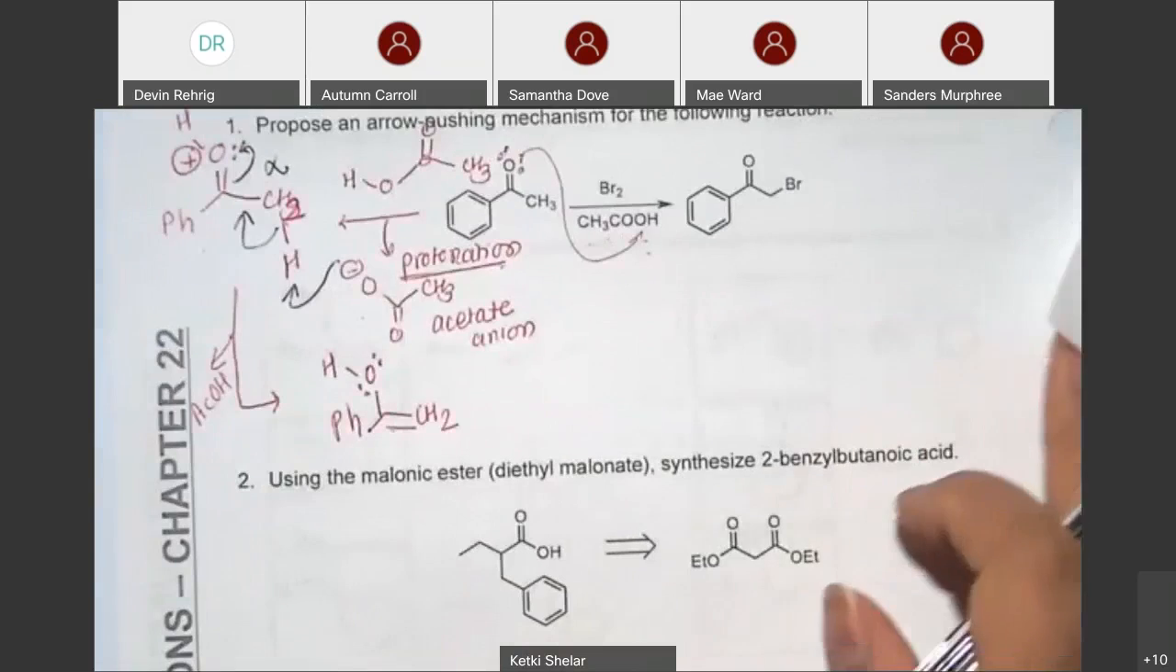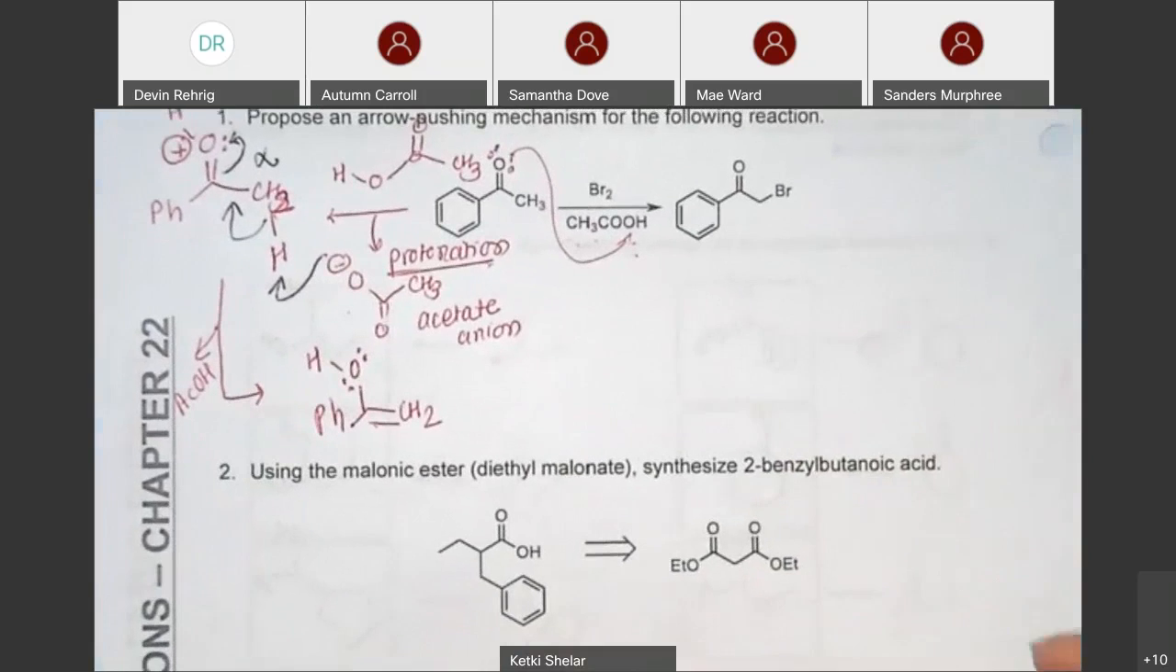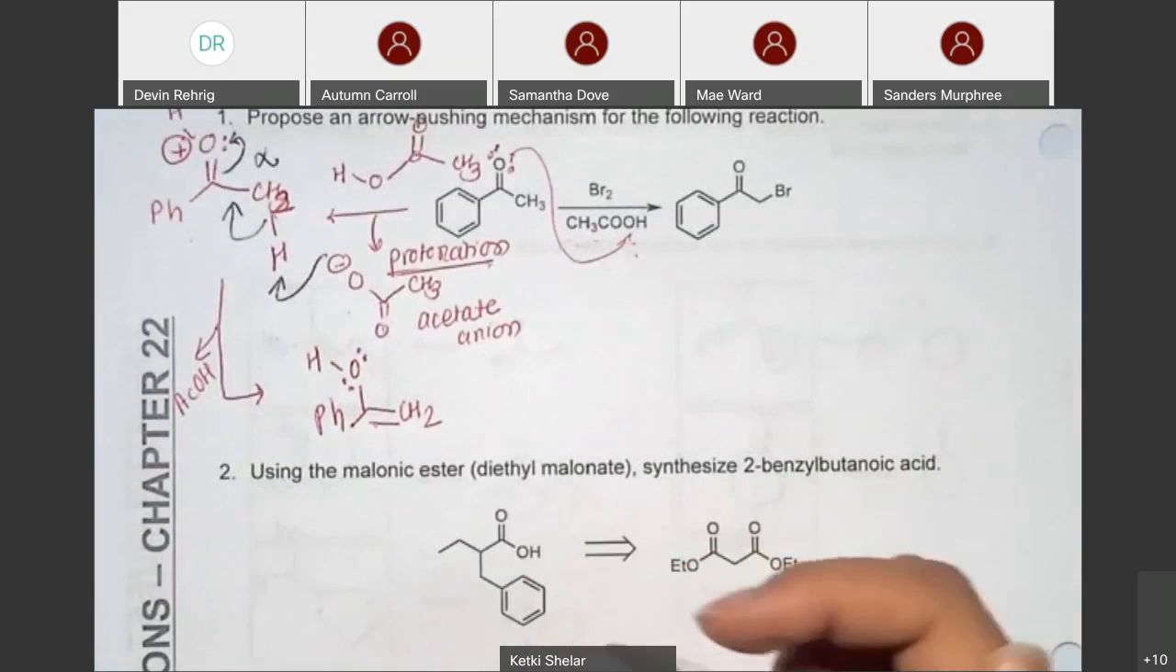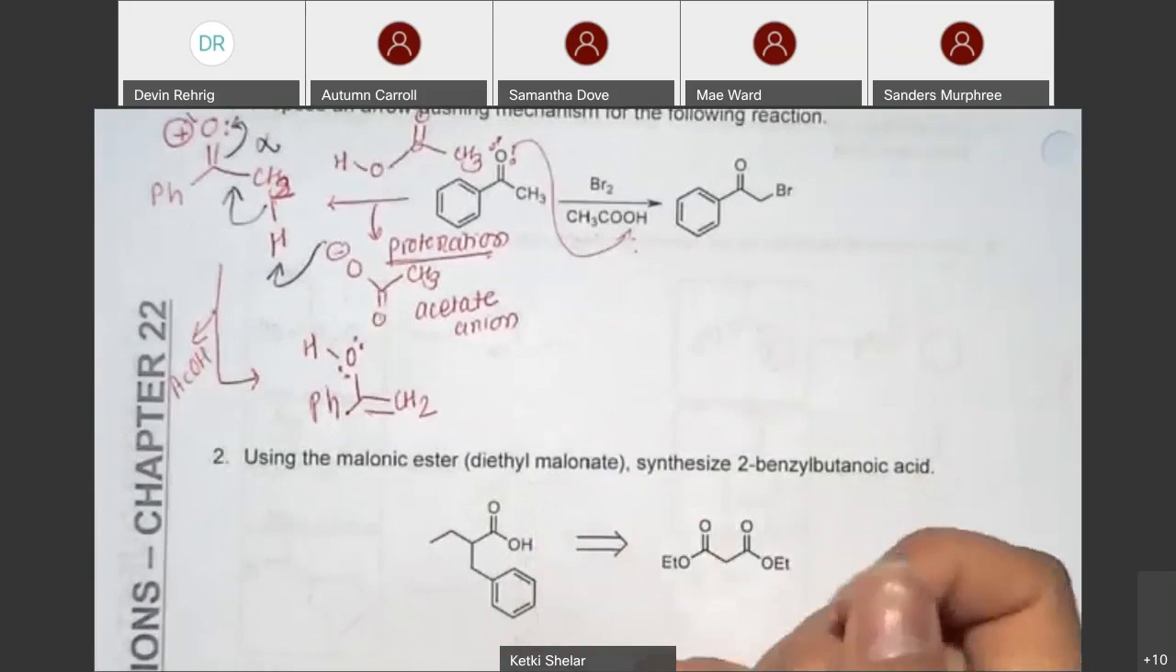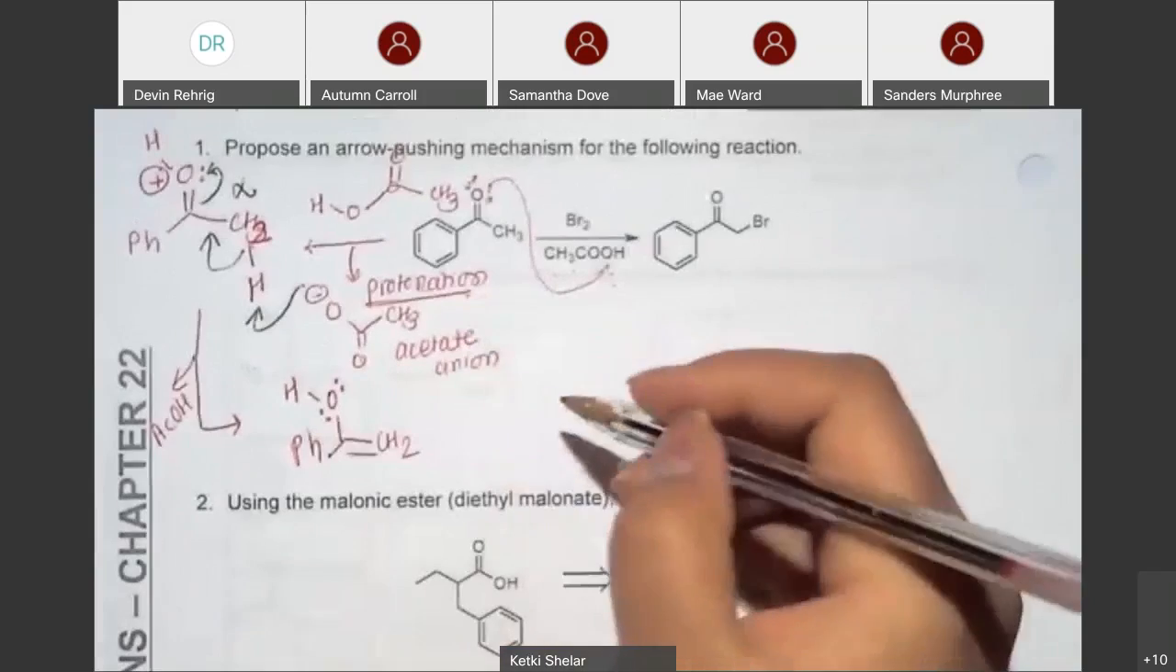Guys, you need to understand the arrow pushing mechanism because in most of your exams, you lose points in this kind of question. If you notice, in exam 1, exam 2, you always lose points on this kind of stuff. So you understand what the basics are and what I'm saying.